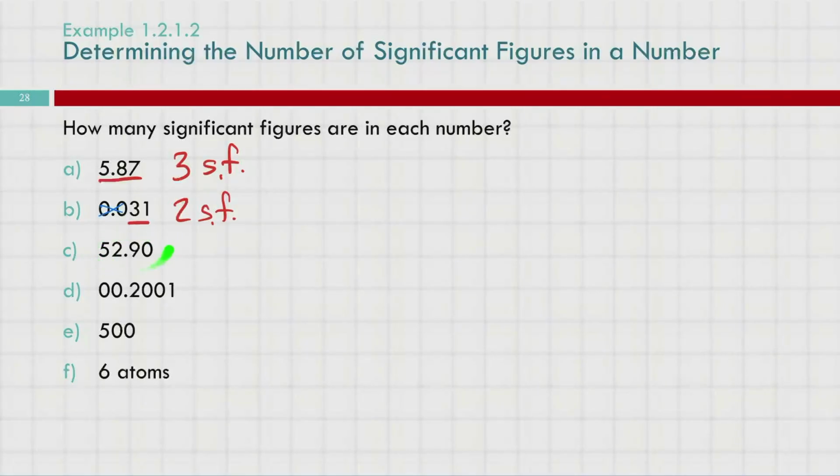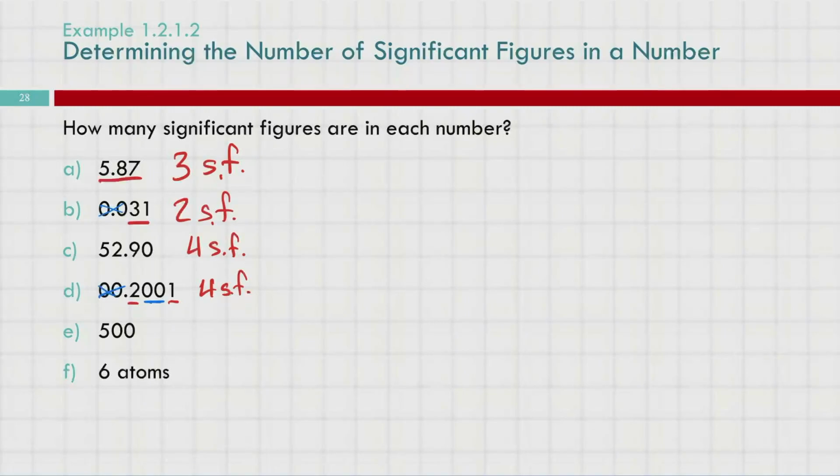For C, 52.90. How many? 4. We've got 4 because we've got a trailing 0. This 0 is a trailing 0 after a written decimal point, so it is significant. 0.2001. How many? Also 4. Those leading zeros don't count. We've got our non-zero numbers and interior zeros, and I don't remember what colors I used for these.